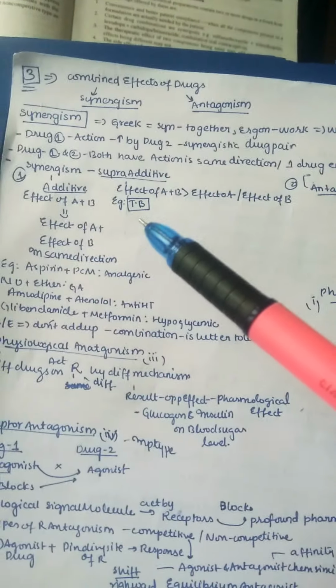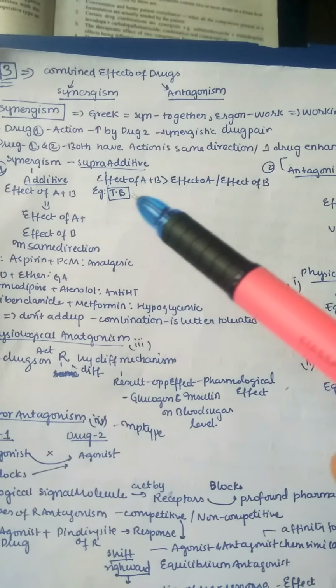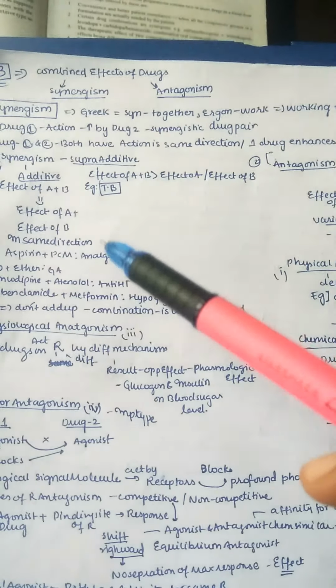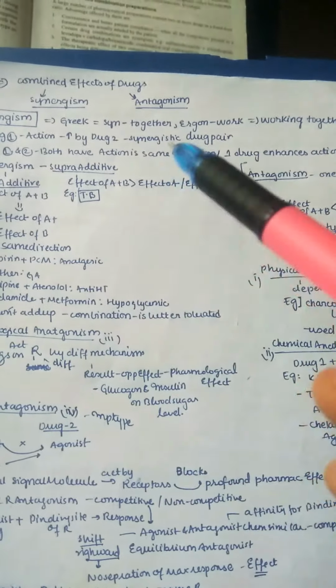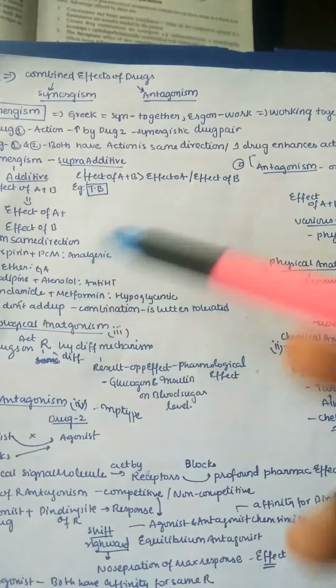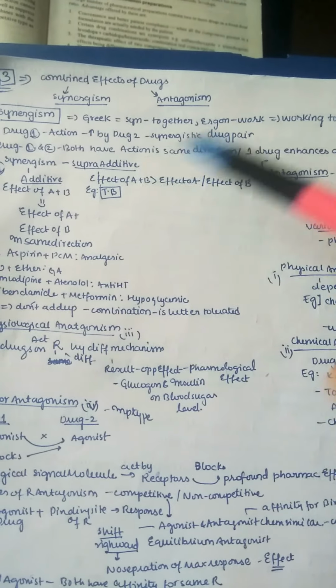so the combination is better tolerated. Next, supra-additive means the effect of A plus B, the effect of the two drugs together, is greater than the sum of the individual drugs' effects. The examples are very long; you can remember them from our textbook, and you can also read them there.